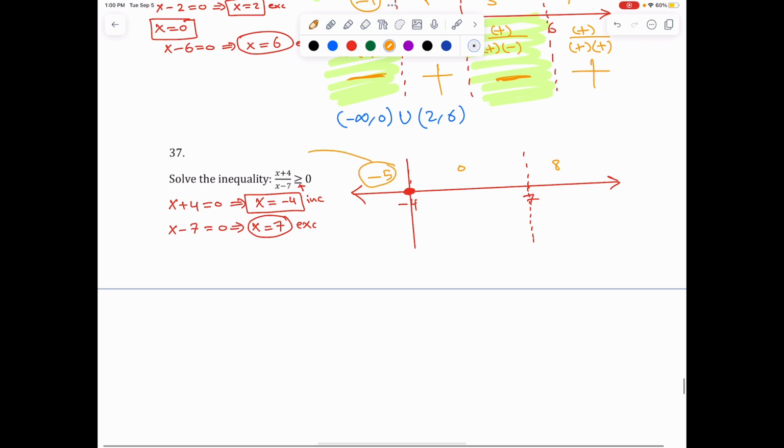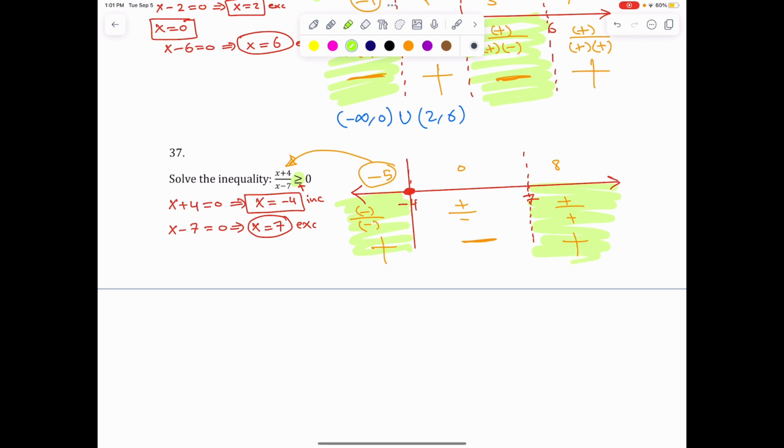Again, plug these into the factored form. You get negative over negative, which is going to be positive. And then we have positive over negative, which is going to give me negative. And then we have positive over positive, which is going to give me positive. So we're looking for anything that makes the inequality bigger than 0. That is all of the positive intervals. So that interval plus that interval.